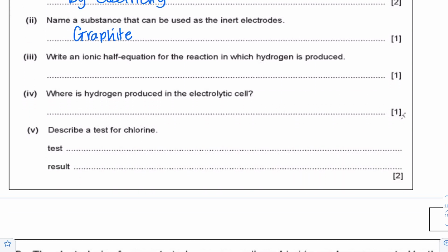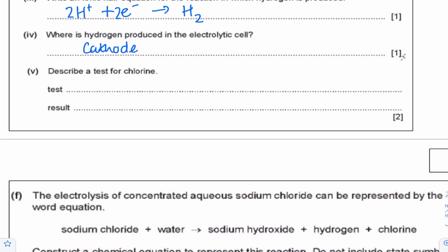Write an ionic half equation for the reaction at which hydrogen is produced. So we've got hydrogen ions taking in an electron and making hydrogen gas. Well, because we've got 2 hydrogens in a diatomic molecule of hydrogen, you need 2 hydrogen ions to make that up, and you need 2 electrons. Where is hydrogen produced in the electrolytic cell? Well, it's a cation, so it's attracted to the cathode, where it accepts the electrons and forms hydrogen gas.